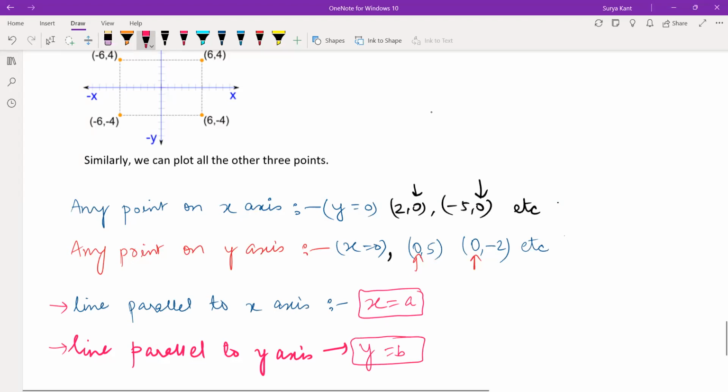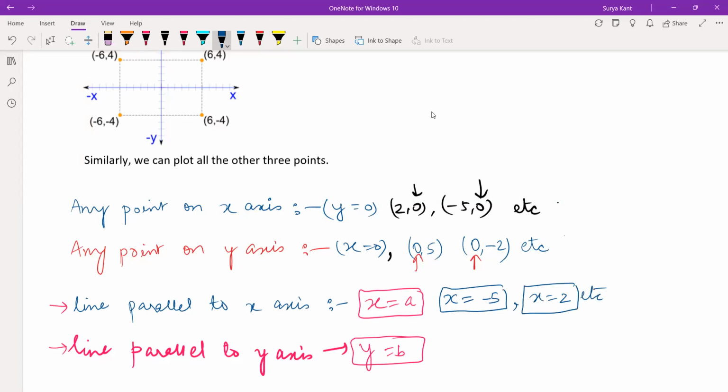x is equal to a means any point x is equal to a. Suppose you can write here x is equal to -5, or you can write x is equal to only 2, etc. These are the equation of line which is parallel to x-axis. Similarly, y is equal to -5 you can write for this, or you can write y is equal to 2, etc.